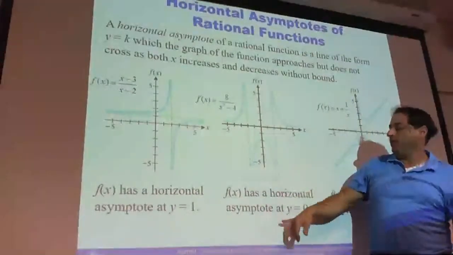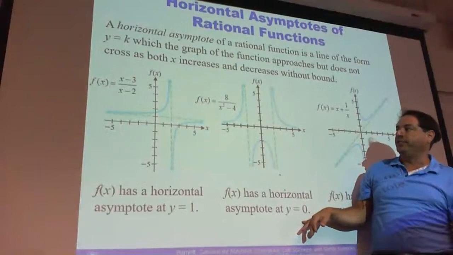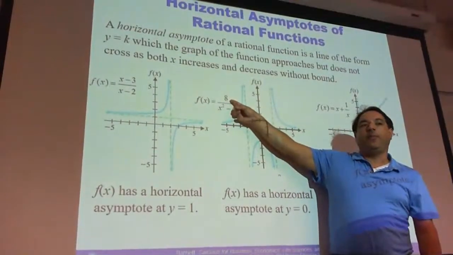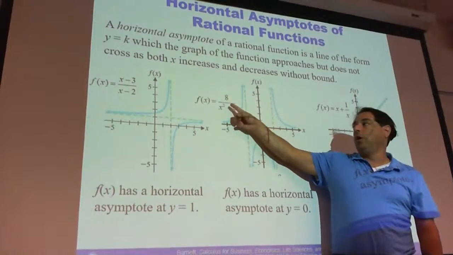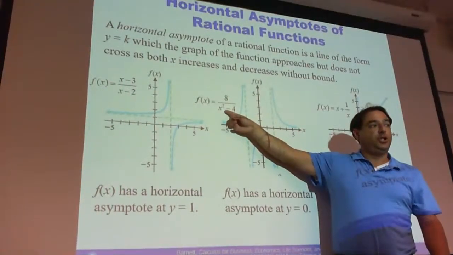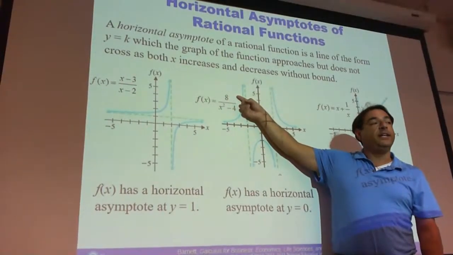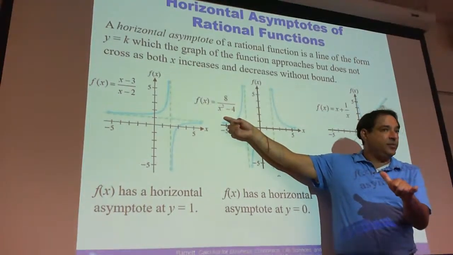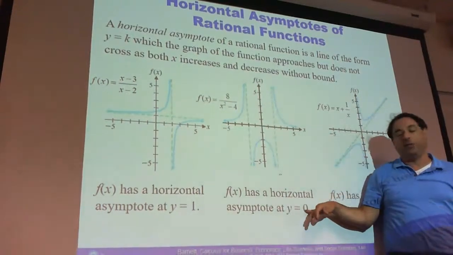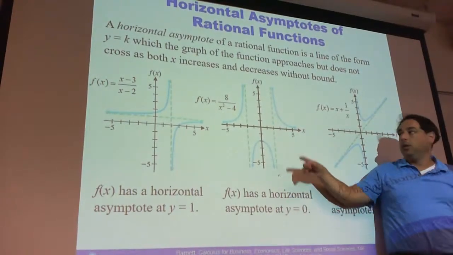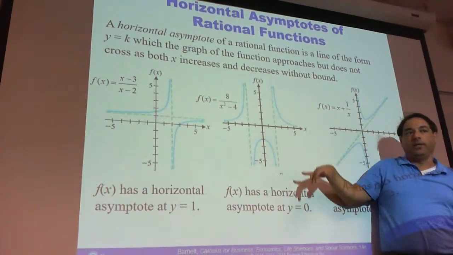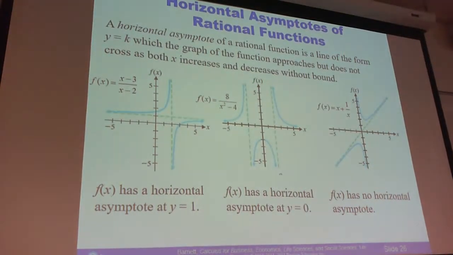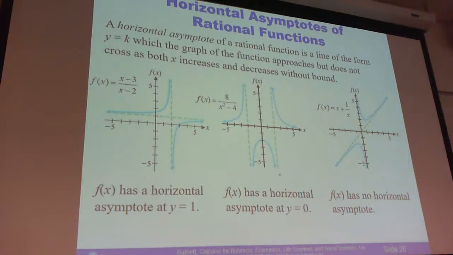The next one, there's a horizontal asymptote at y equals 0. Why is that? What's the degree of the top one? 0. What's the degree of the bottom? 2. When the degree of the numerator is lower than the degree of the denominator, yes, we have a horizontal asymptote, and it's always at 0. Top degree lower than bottom degree, y equals 0 is horizontal, and the last one doesn't have a horizontal. But again, that one needs to be simplified.